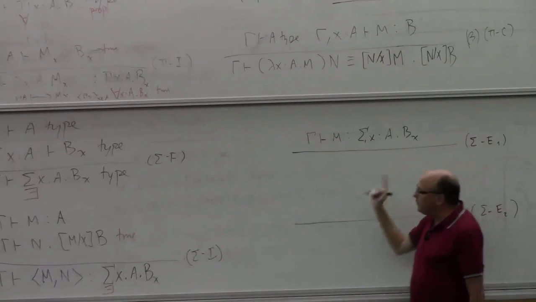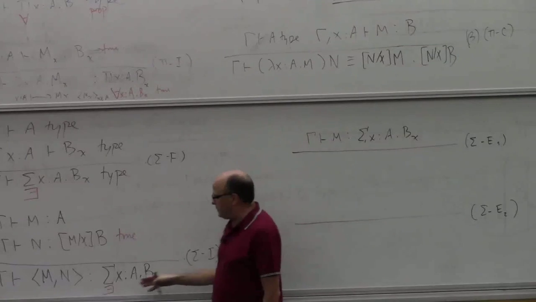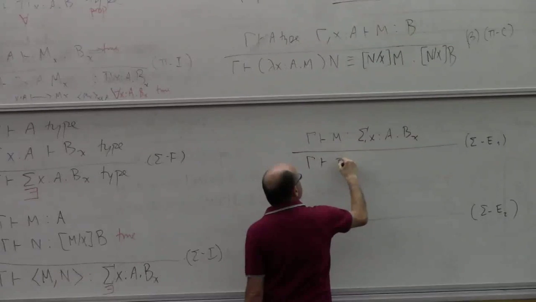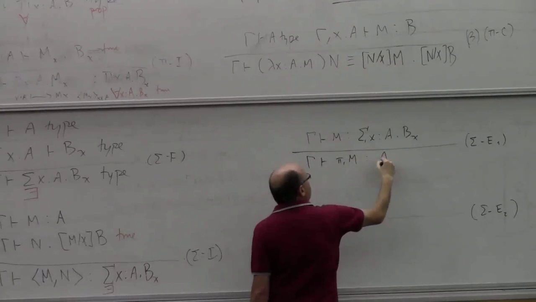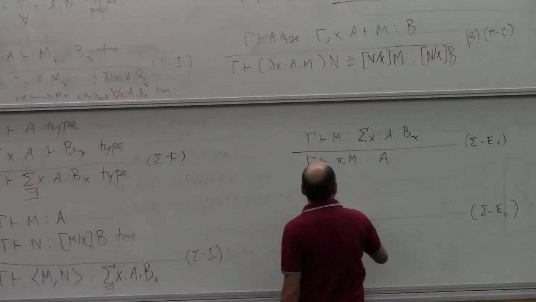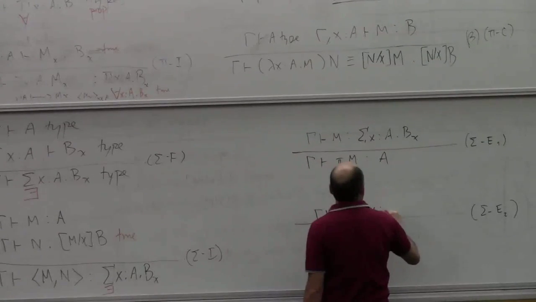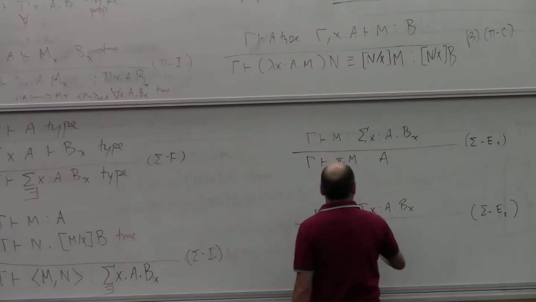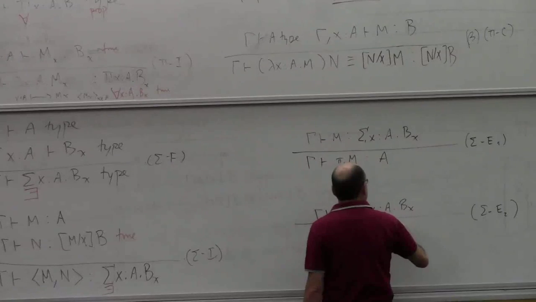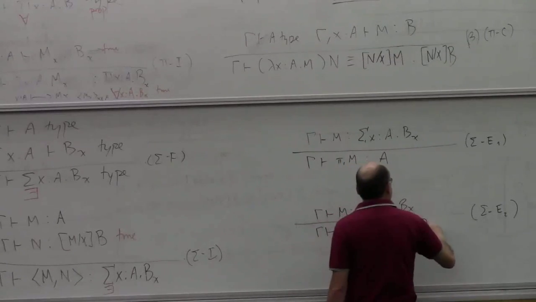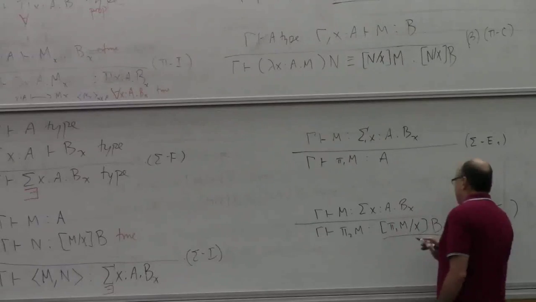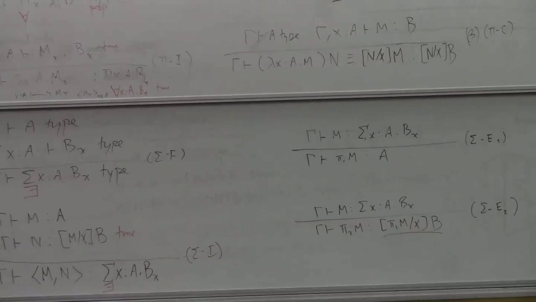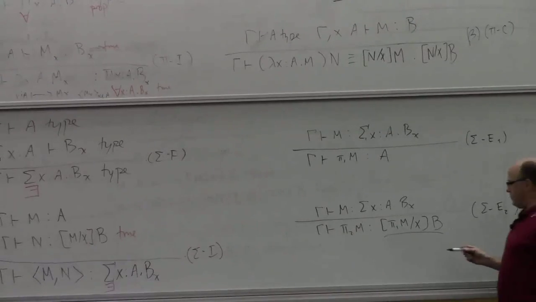M is something that I put into it. We know that ultimately what I put into it must be in this form, so we'll introduce projections. There are different notations people use. One is pi 1 of M, which is A, and then under the same conditions, pi 2 of M is, and now this is the critical thing, B with pi 1 of M substituted for x. That's very critical.